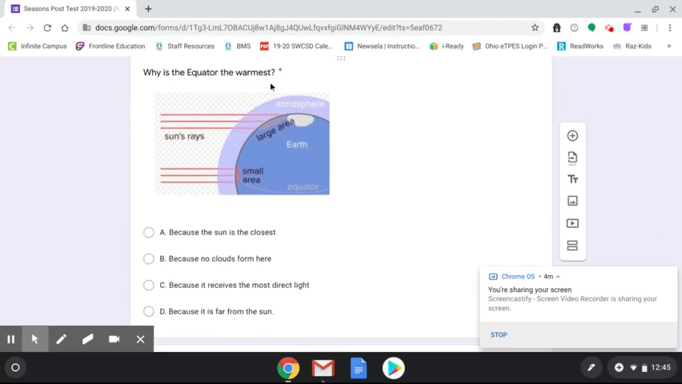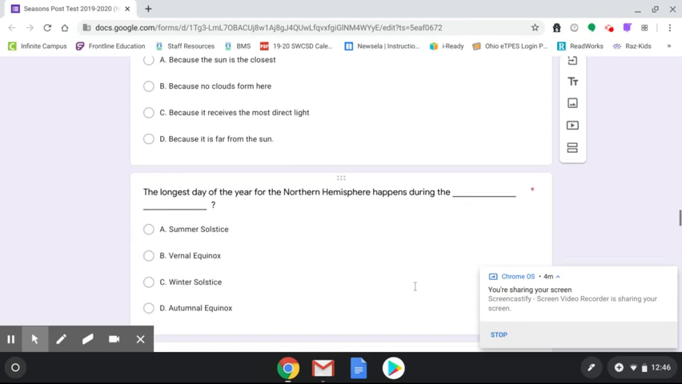Why is the equator the warmest? Use this picture to help you. Is it A, because the sun is closest? B, because no clouds form there? C, because it receives the most direct light? Or D, because it is far away from the sun?